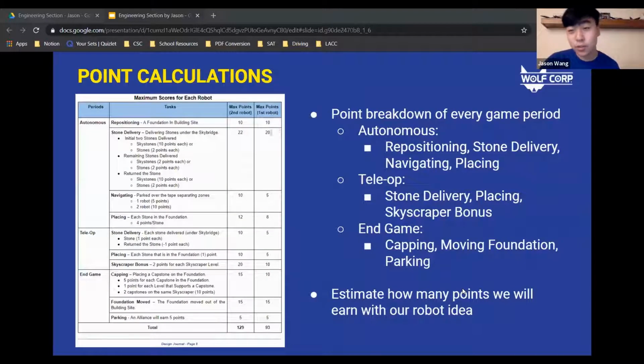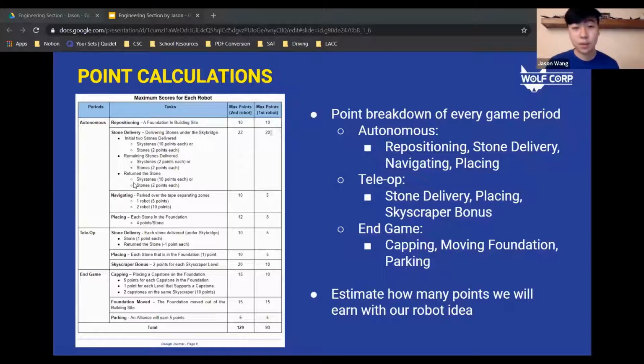And then after the brainstorming section of our robot, we did a full page chart where we did point calculations based on how many stones we thought our robot could stack by the end of the 4 meets. Here in the chart, there's a point breakdown of every game period. In autonomous, you could earn points by repositioning the foundation, delivering stones, placing them, and navigating to the parking zone. We estimated that our second robot, which was the robot we used in competition, would earn a total of 54 points in this period, and a more in-depth breakdown is shown in the chart.